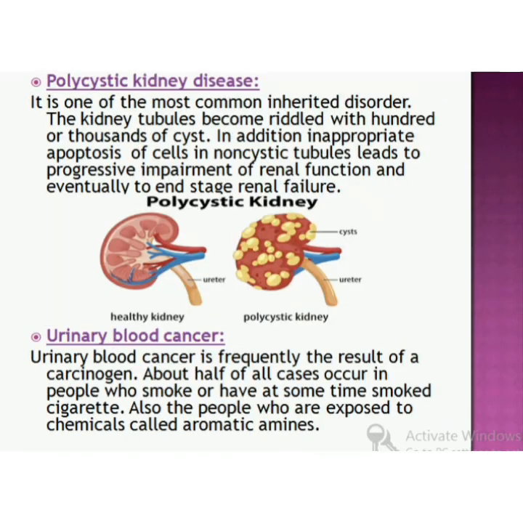Then we have polycystic kidney disease. It is one of the most common inherited disorders. The kidney tubules become riddled with hundreds or thousands of cysts. In addition, inappropriate apoptosis of cells in non-cystic tubules leads to progressive impairment of renal function and eventually to end stage renal failure.